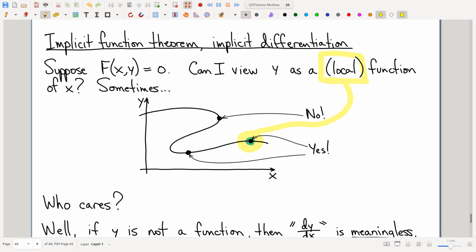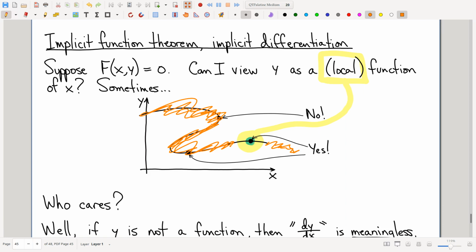Okay. So when I say, can this curve be viewed as a graph, or can I view y as a function of x, even though it didn't come to me that way? Locally, again, means that I am going to ignore all the rest of the curve. I don't care about what the curve does outside of my little local neighborhood, and I'm only interested in locally.